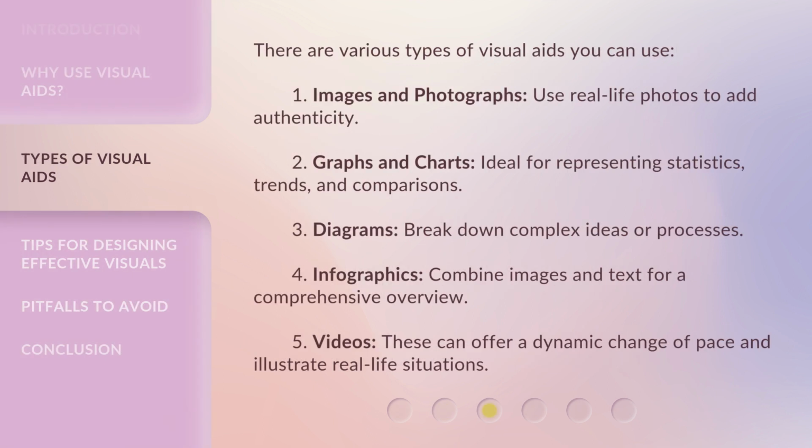There are various types of visual aids you can use. 1. Images and photographs. Use real-life photos to add authenticity. 2. Graphs and charts. Ideal for representing statistics, trends, and comparisons. 3. Diagrams. Break down complex ideas or processes. 4. Infographics. Combine images and text for a comprehensive overview. 5. Videos. These can offer a dynamic change of pace and illustrate real-life situations.